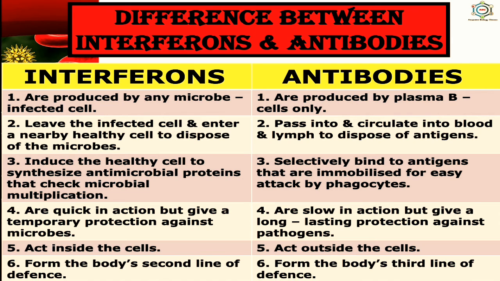Interferons are quick in action but give a temporary protection against microbes, while the antibodies are slow in action but give a long-lasting protection against pathogens. Interferons act inside the cells while the antibodies act outside the cells. Interferons form the body's second line of defense while the antibodies form the body's third line of defense. So these are the main differences between interferons and antibodies.